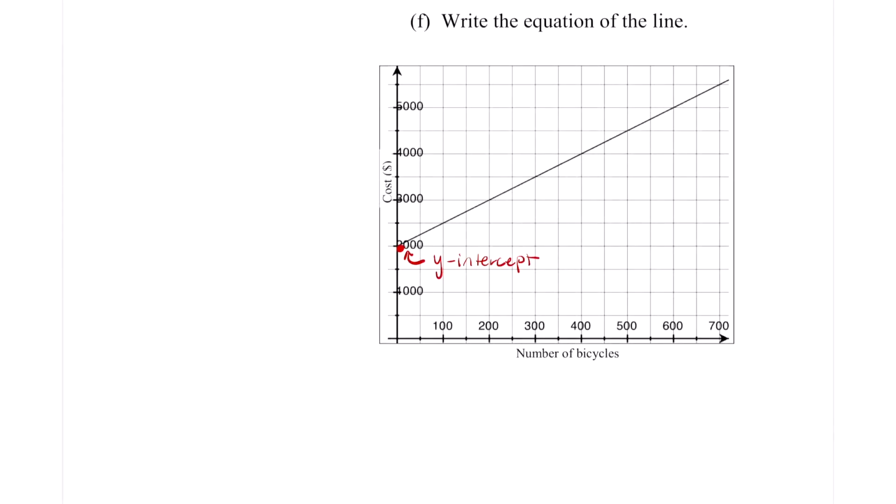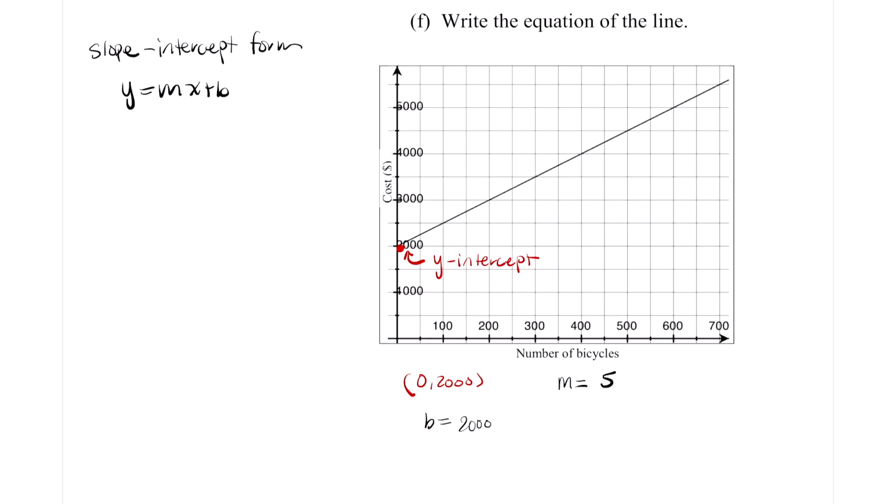Part F, let's write the equation of this line. So here we have the y-intercept again, which we know is (0, 2,000). And let's recall that our slope is 5. So I'm going to show you 2 different ways to write this line. First, let's use the slope-intercept form of a linear equation. That's y equals mx plus b. And right now we know what m is. M is 5. And in this case, our b is 2,000. So our equation is y equals 5x plus 2,000.